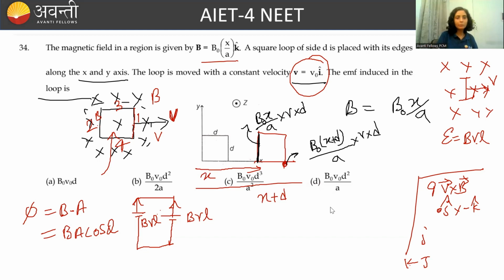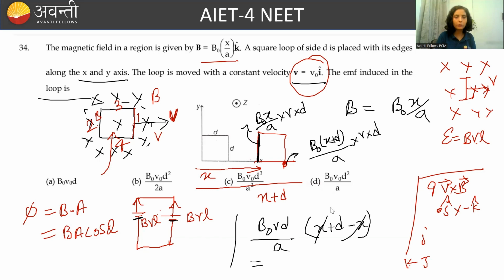And these two EMFs are getting induced like this. If their values are different, we will subtract them and then calculate the equivalent EMF induced. So how much will the equivalent EMF be? Now you tell me. It will be equal to B naught v d by a, taking a common factor, x plus d minus x. So this is equal to B naught d square v naught by a. So the correct answer should be this. This is how we can also solve such kind of question.